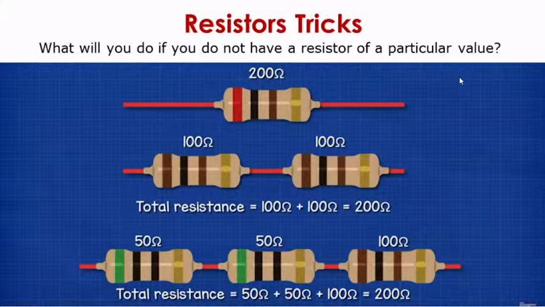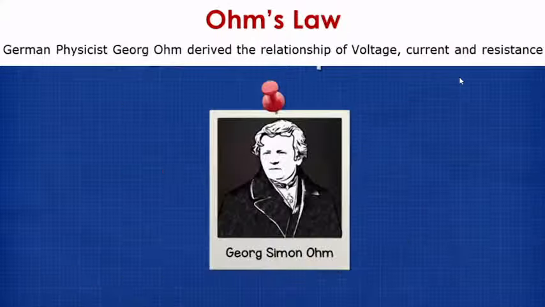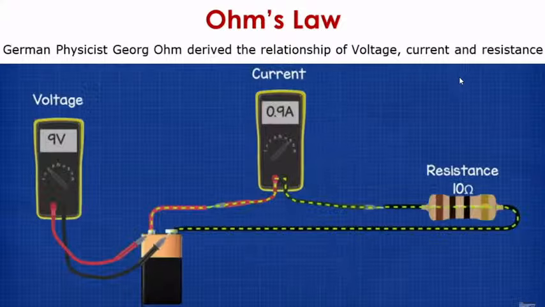So that's a trick. Basically, we are going to learn Ohm's law. This was derived by German physicist George Ohm. He derived this law to represent the relationship of voltage, current, and resistance. This picture denotes that if we know the voltage or current, we can derive the resistance. Or if we know two of these values, we can derive the third value.